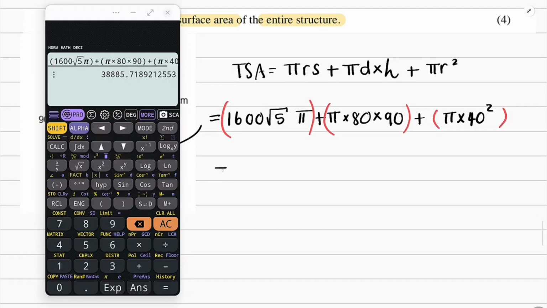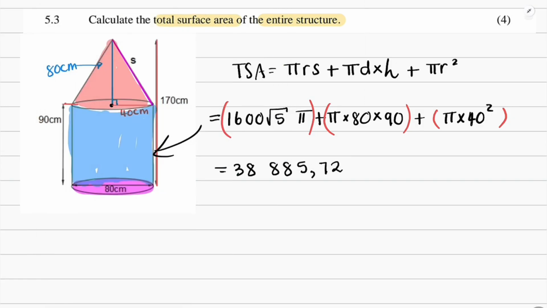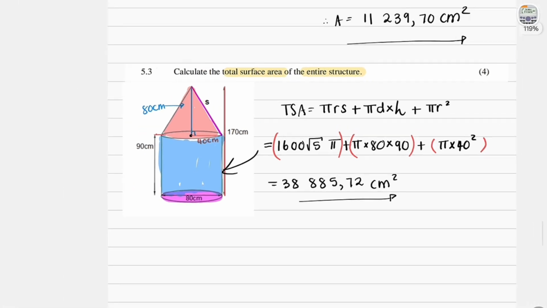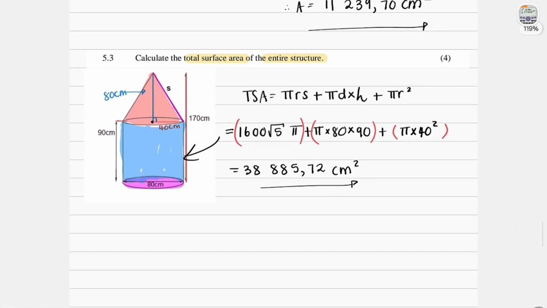And then when everything is added, we finally get 38,885 point, and that 8 is going to round the 1 up to a 2, so that's going to be 72. And remember, we are working with total surface area, so this is centimeters squared, and that is our answer. Moving on to the next question.